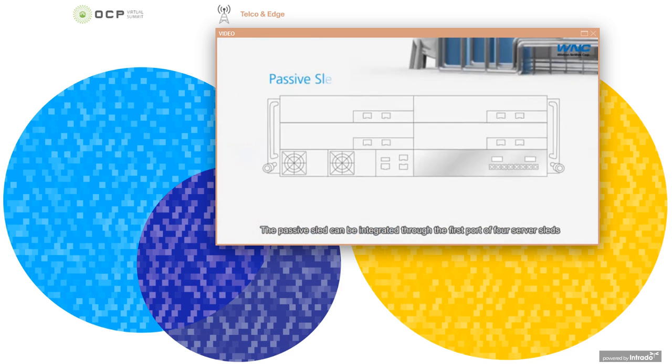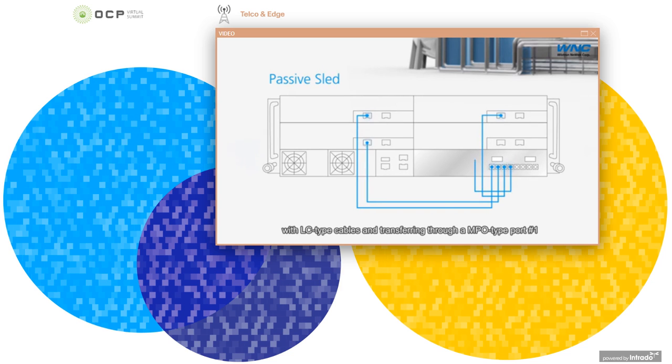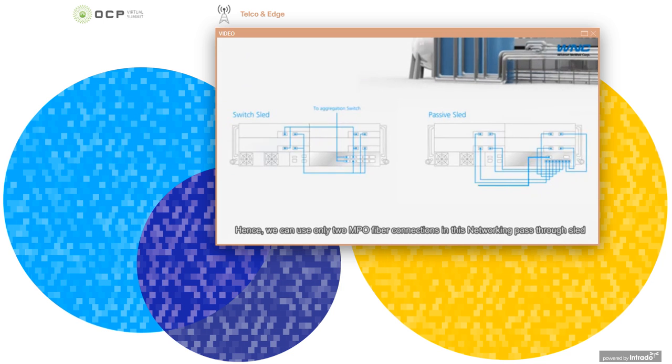The passive sled can be integrated through the first port of 4 server sleds with LC type cables and transferring through a MPO type port number 1. This also integrates the second port of the 4 server sleds to another MPO type port number 2. Hence, we can use only 2 MPO fiber connections in this networking pass-through sled connecting to the networking sled at the office building. The networking sled in the office building combines all the traffic and connects to the Internet.